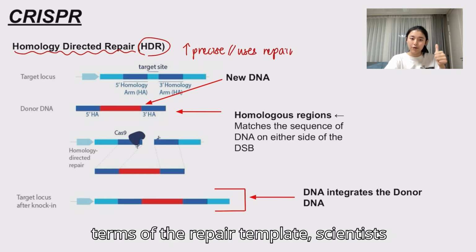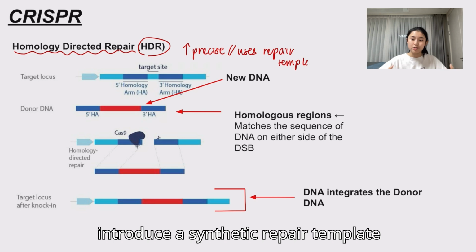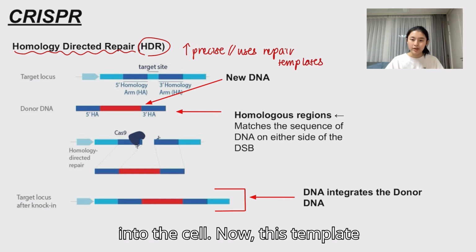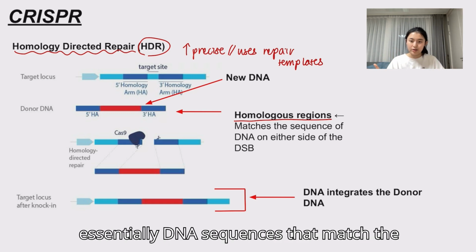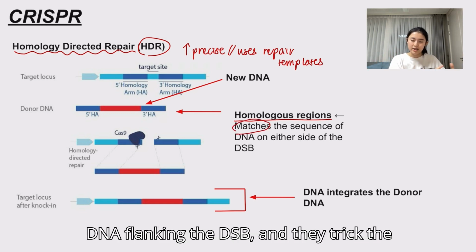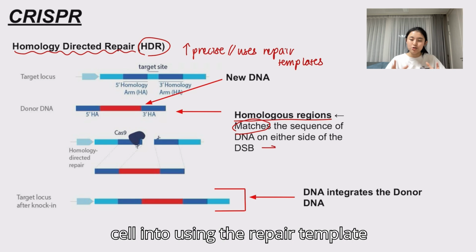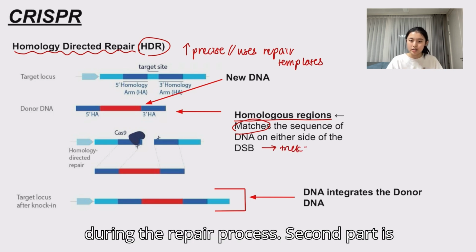A. In terms of the repair template, scientists introduce a synthetic repair template into the cell. Now, this template contains homologous regions. These are essentially DNA sequences that match the DNA flanking the DSB, and they trick the cell into using the repair template during the repair process.